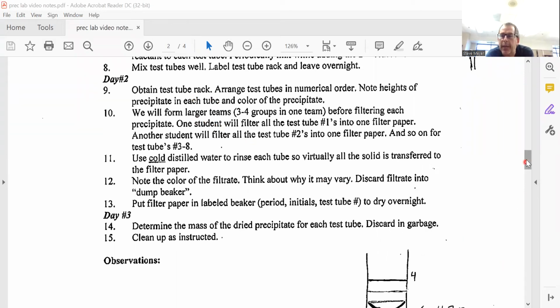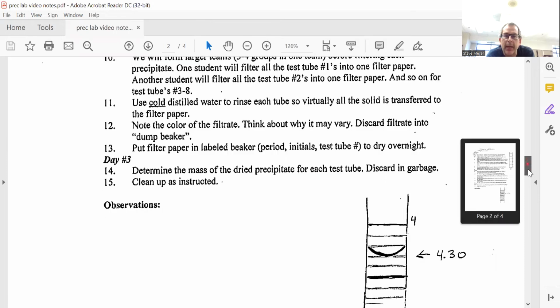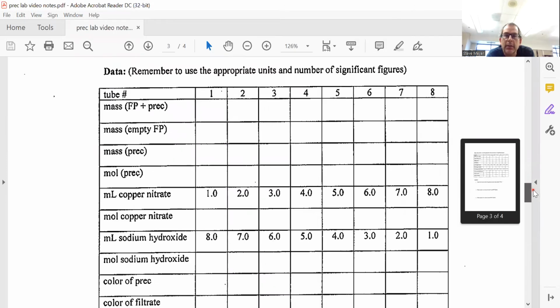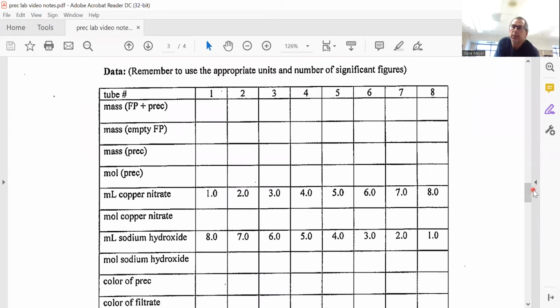I'm going to just go to the data table we made in day 1. 8 test tubes. All right. And in test tube 1, we had 1 milliliter of copper nitrate and 8 milliliters of sodium hydroxide, and then we have this reaction. And then in 2, we have 2 and 7, and so on. All right, so that's what we have.